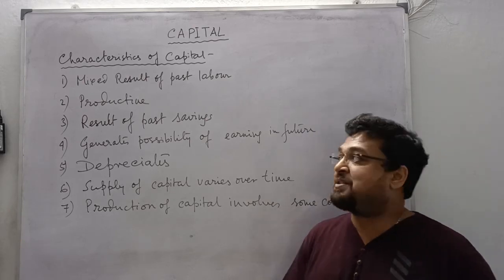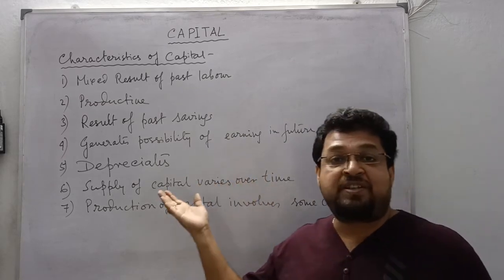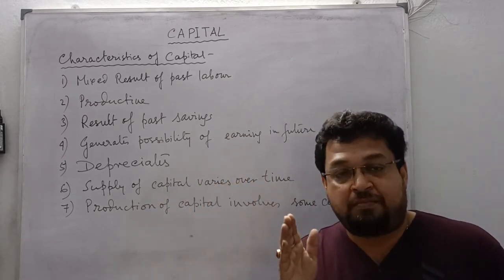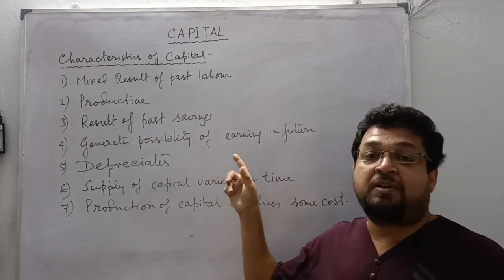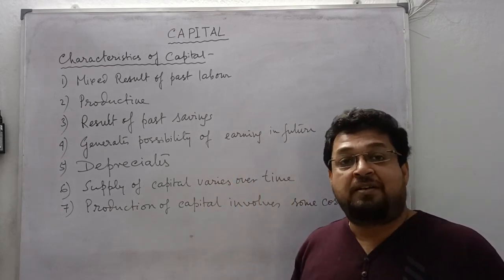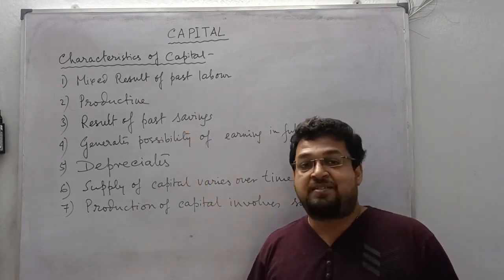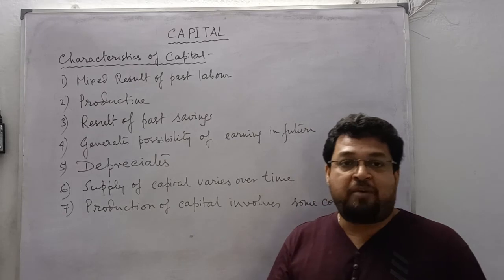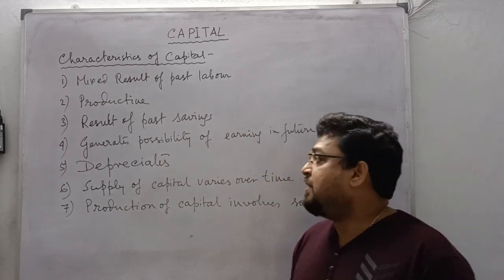Now once capital is productive, definitely there is an area where earning is possible. The possibility of earning comes up because it is productive, and whenever a production process gets involved, employment gets involved and income generation comes into the picture.